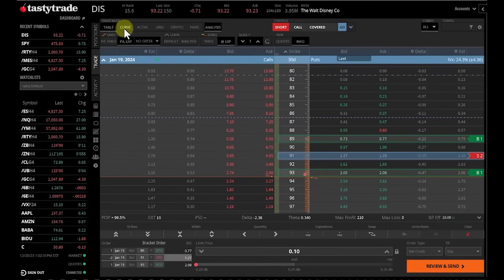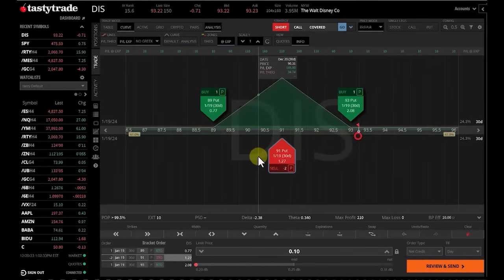And look at the P&L graph for this. This, my friends, is a free butterfly. There is no scenario where you lose money. You only make a little on the outside of the butterfly, or you make a lot around the short strike.